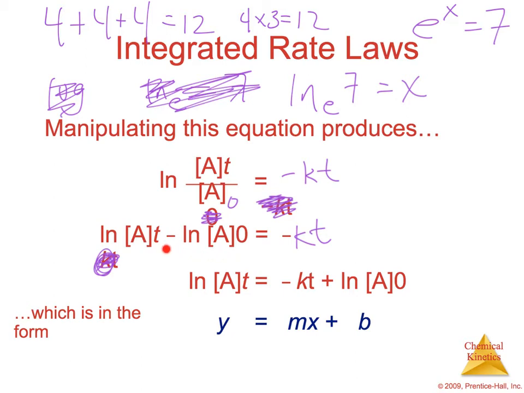And we can manipulate this using algebra if we add the natural log of A to the 0 to both sides to come up with this equation. So this equation that I am circling is just an algebraic manipulation of this one. And this is the one you want to write down where it says first order. Well, actually, this is what you want to write down for the integrated rate law for a first order process.